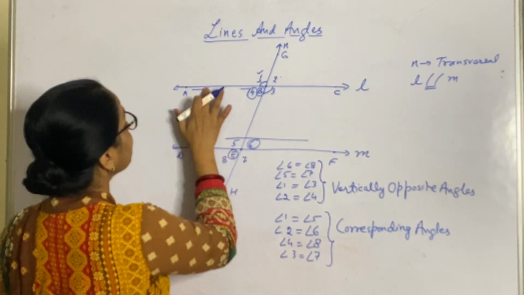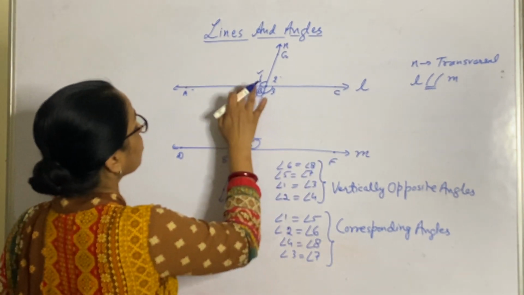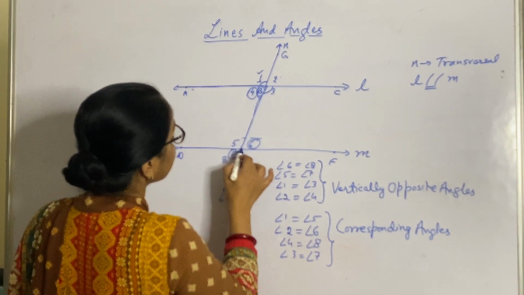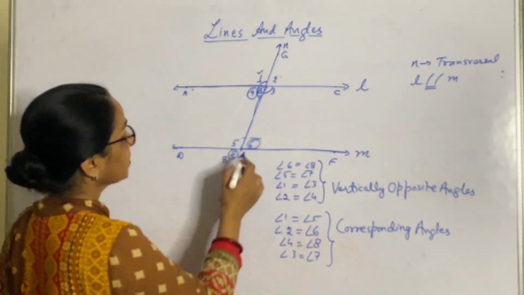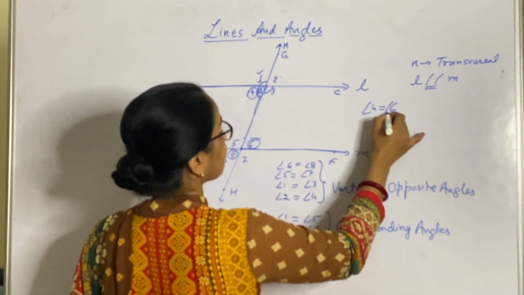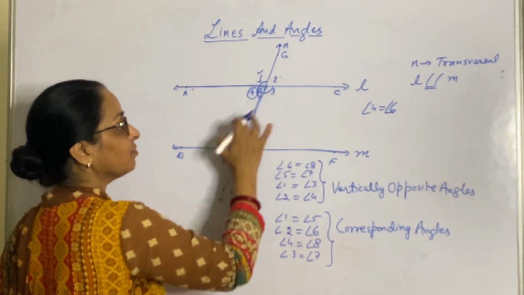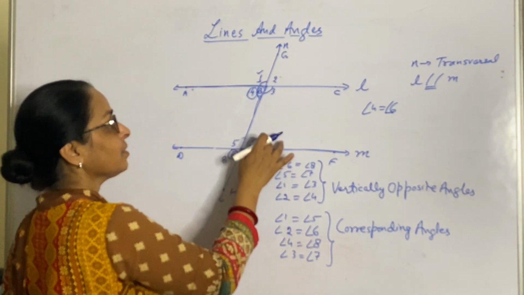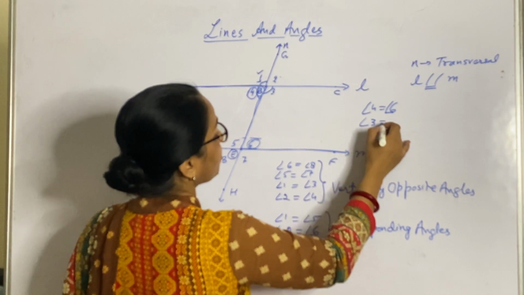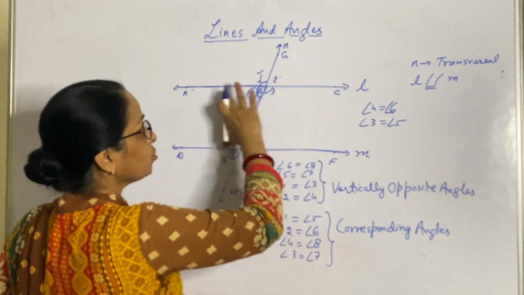They are forming a Z, correct? See here, Z: this is angle 4 and this is my angle 6, right? So let me write here, angle 4 will be equal to angle 6. Same way, your 3 and 5 are on the opposite side of the transversal. 4 and 6 are also on opposite sides of the transversal. 3 and 5 are also on opposite sides of the transversal, and they both are inside these two parallel lines.